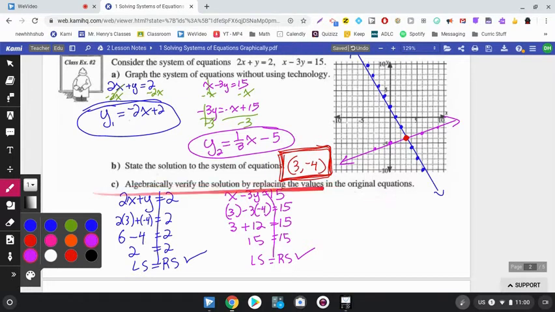So algebraically verifying has nothing to do with solving. That's me justifying to myself and proving that I know it's a solution. So this is almost a way for you to double check your answer. I got this. Let's see if it works. So I might ask you to do this, but I won't always ask you to verify.